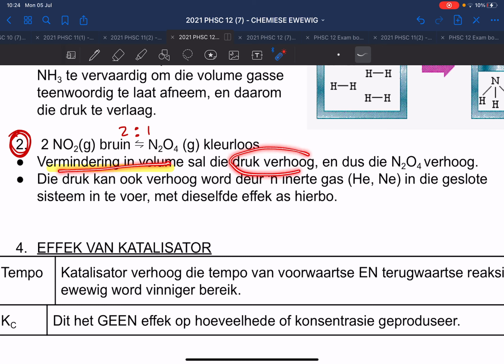The pressure is increased. What do you see? You see the container, the gas inside the container becomes colorless. Why? Because when you increase the pressure, it goes to the side with the smallest amount of moles, thus the forward reaction, thus more of the products will be made, blah blah blah.